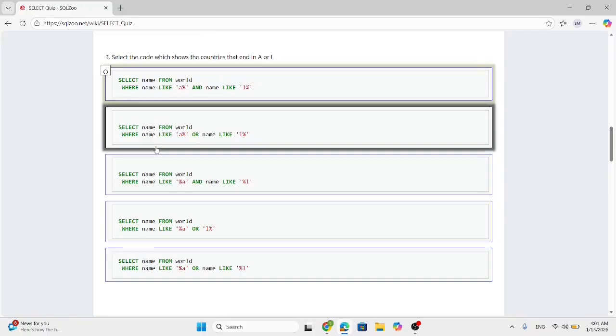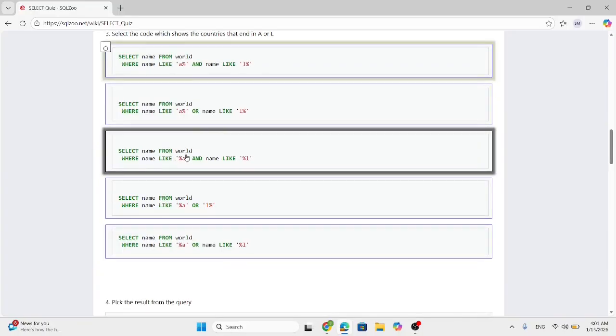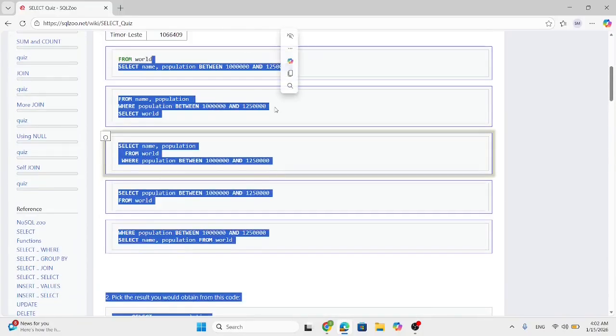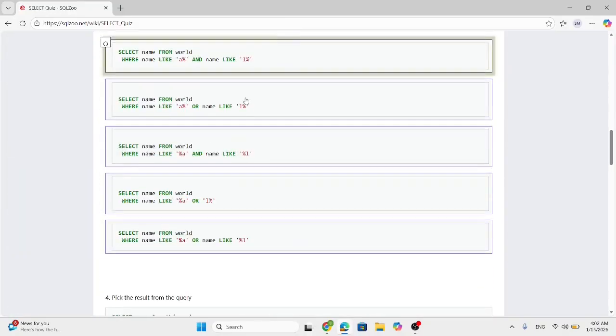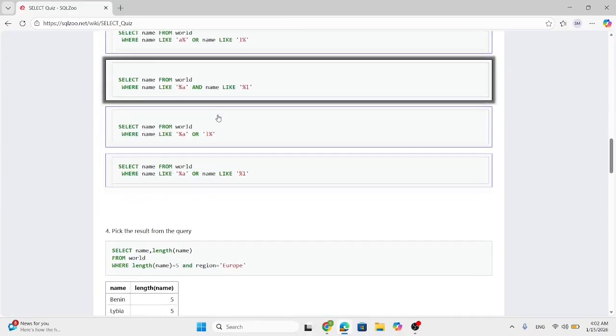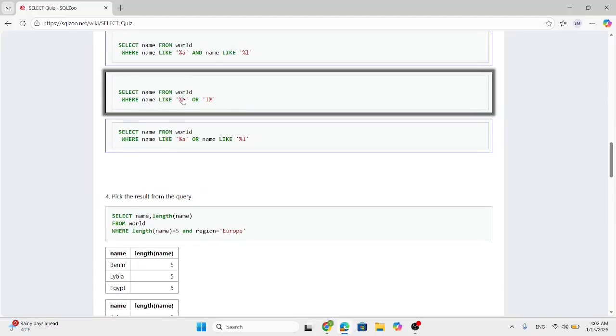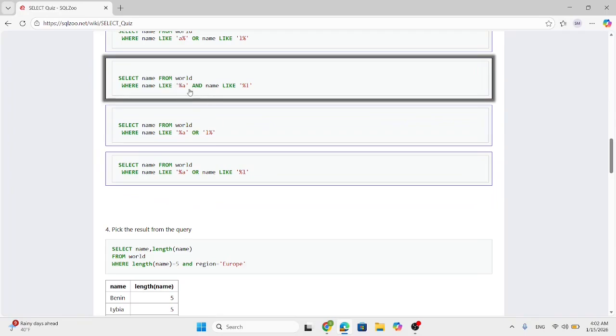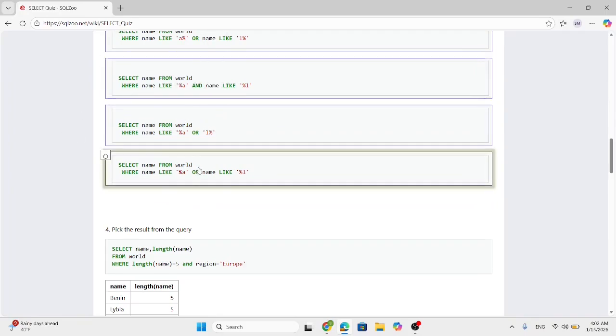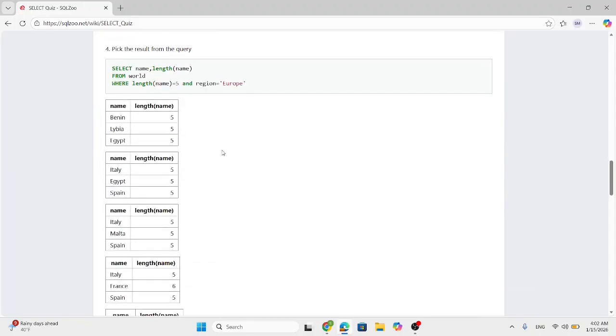This is wrong, and we need to check that it's also about L. For that reason, this one is eliminated also. This one uses the AND statement, so this is wrong also. That's why we are going to select this answer.